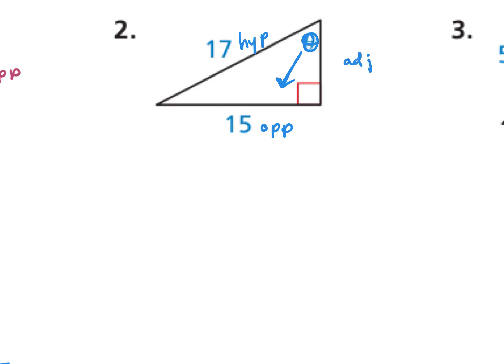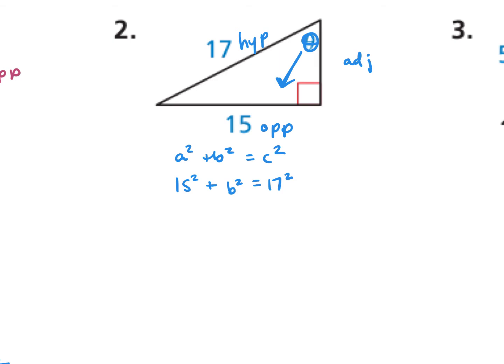How can we find the adjacent? The a squared plus b squared equals c squared. So the Pythagorean theorem. What's our a? 15 squared. And then what would our b be? Remember, it's equal to the hypotenuse squared, so that 17 has to be our c. So b we don't know yet. We've got to figure it out, so we're solving for b squared.